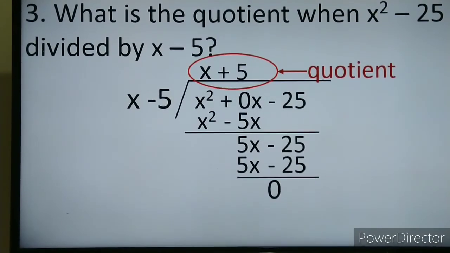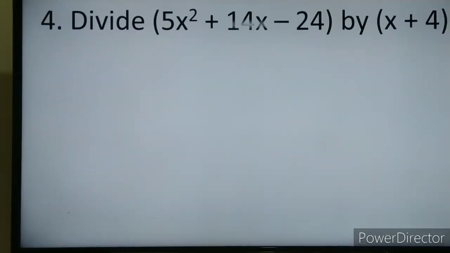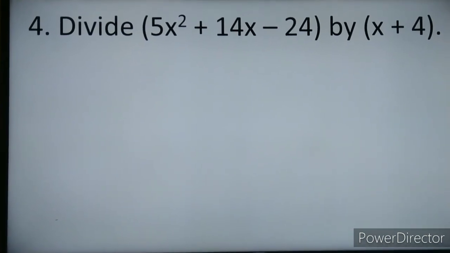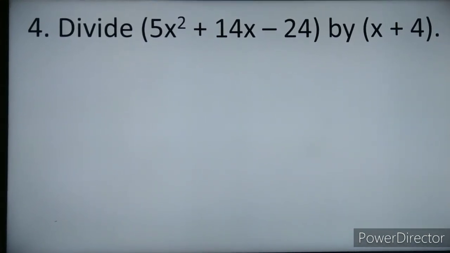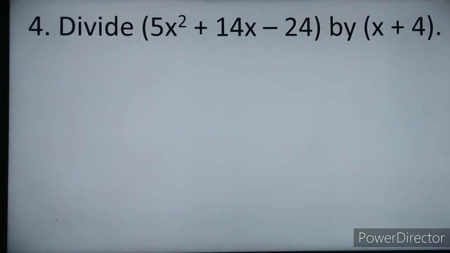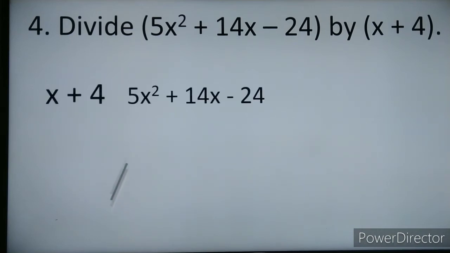Question number 4. Divide the quantity 5x squared plus 14x minus 24 by the quantity x plus 4. We have a trinomial divided by a binomial. If we are going to use long division method, we are going to write that like this.